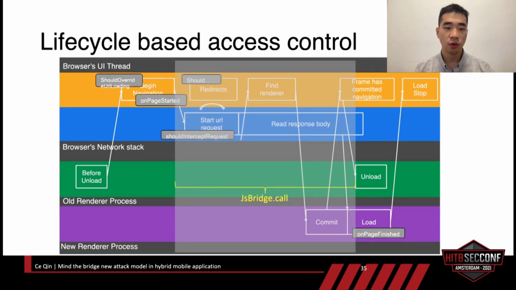Either shouldOverrideUrlLoading or onPageStarted is invoked before the old render page is unloaded. And as long as there is a new navigation, the access control URL will be replaced by the new one. There is a time window between the callbacks and the old render being unloaded. Therefore, any old render's JavaScript interface invocation in this window will be treated as from the new render.